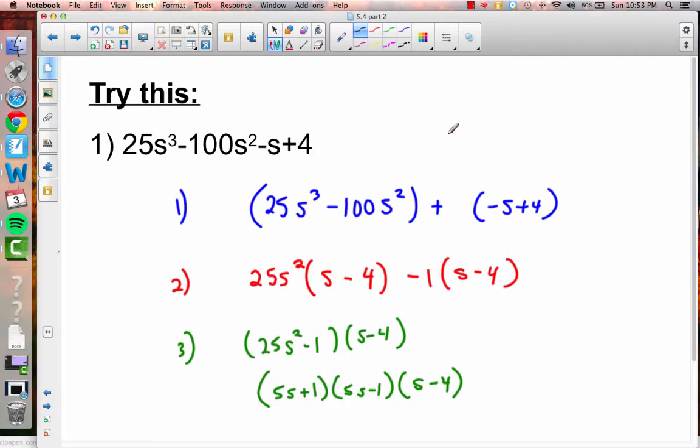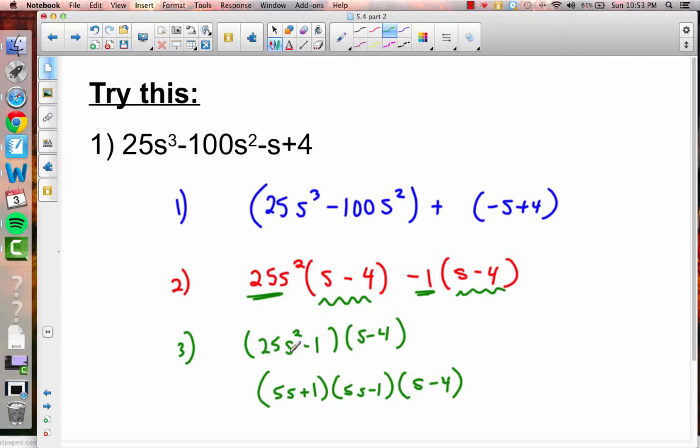Now, the second one might have been a little trickier because it looks like there's nothing in common, but you want an s minus 4 because remember, what's in parentheses has to match. So I just took out a negative 1, and what that did was it changed the signs of my s and of my 4. So now my parentheses match. So now I can go ahead and rewrite my equation in step 3. So I had 25s squared minus 1. That was from the outsides. And then I had my s minus 4s that matched, and I rewrote that as 1.